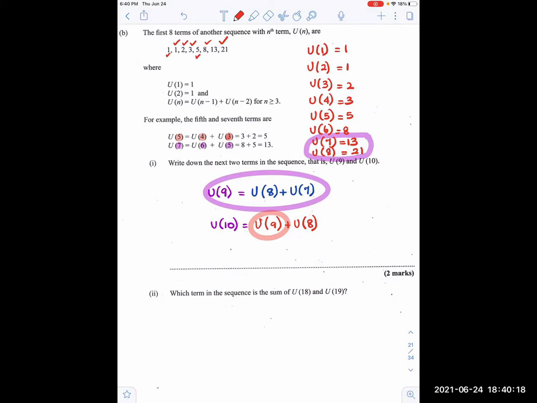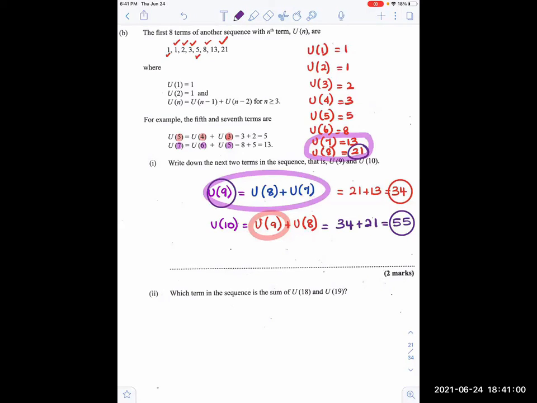Are we ready? Yes. All right. So U8 is 21 and U7 is 13. I have 34. Did you all get that? Right? Now I told you that the answer for U9, take it and substitute it here. So this would be 34 plus 21, which is 55. Yes? Right. So that was okay.